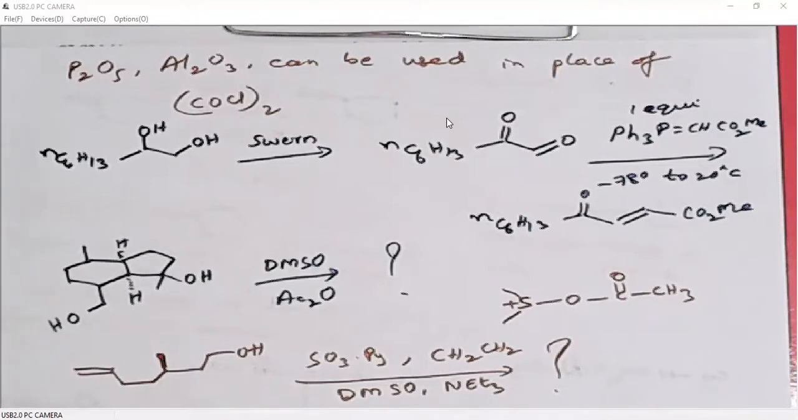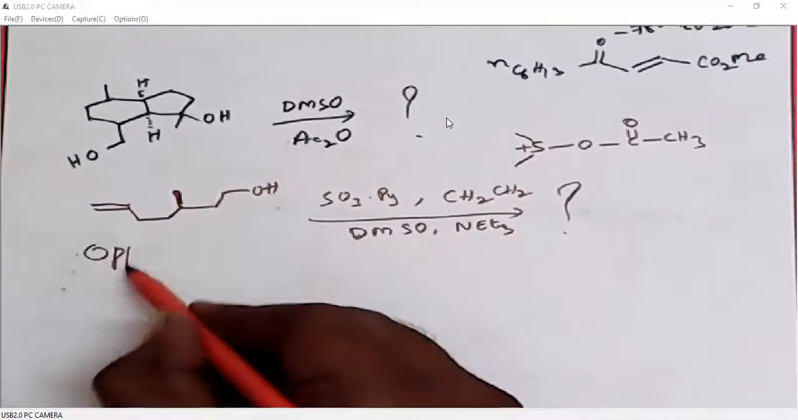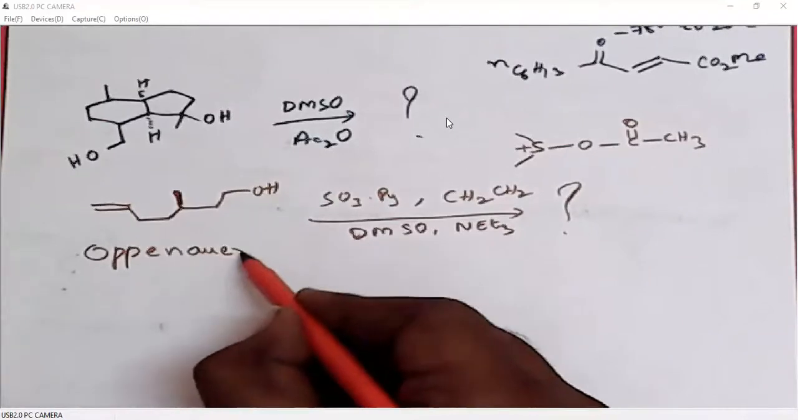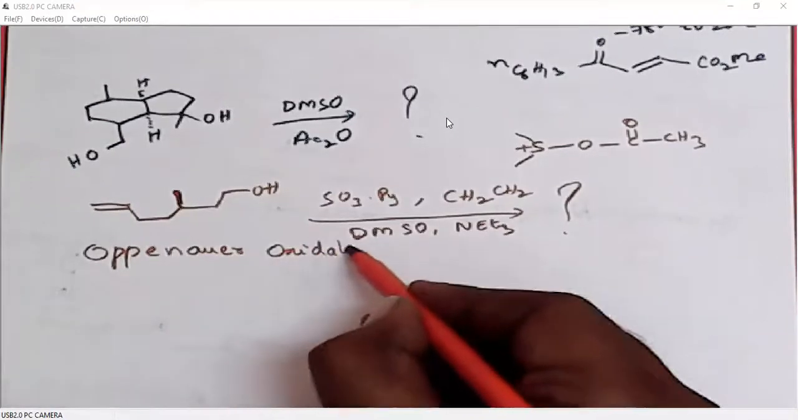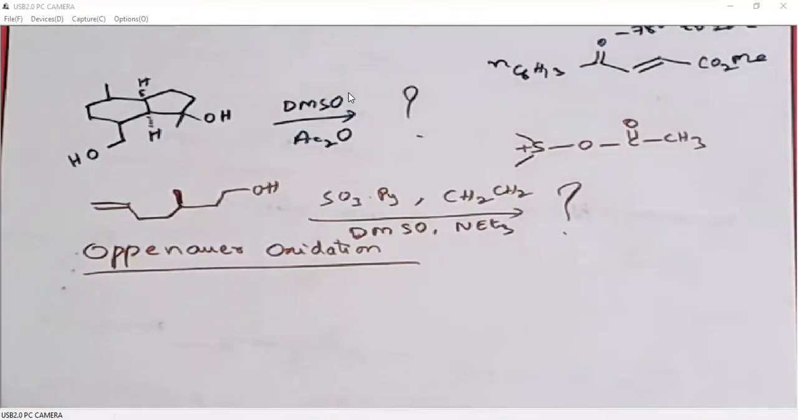Right. So this is all about Swern oxidation, that means sulfur based oxidations. Now we will see Oppenauer oxidation. Oppenauer oxidation is just the reverse of MPV reduction, which we will discuss in reductions. So what is Oppenauer oxidation?